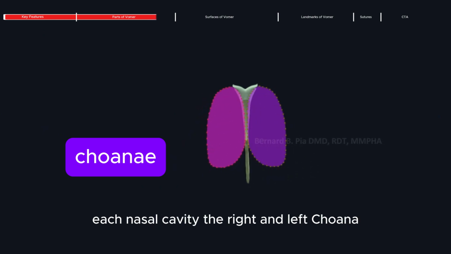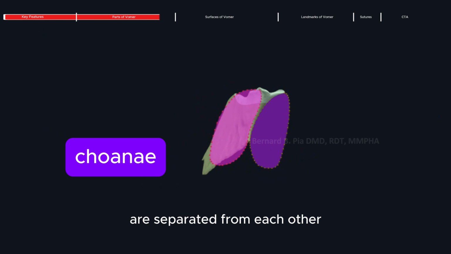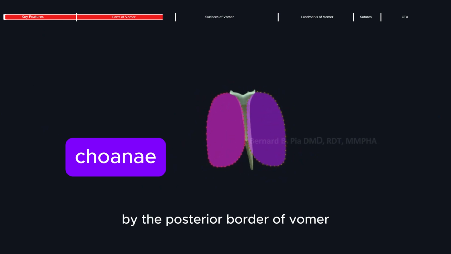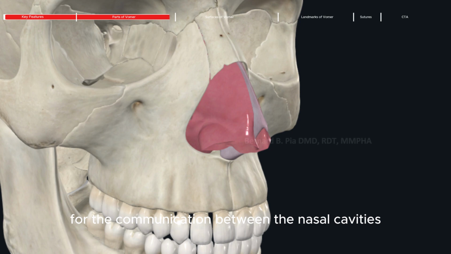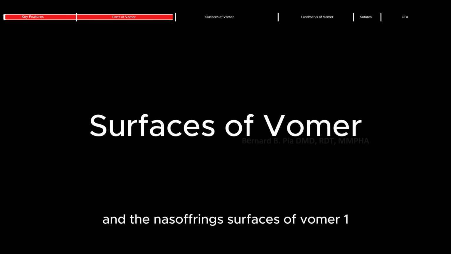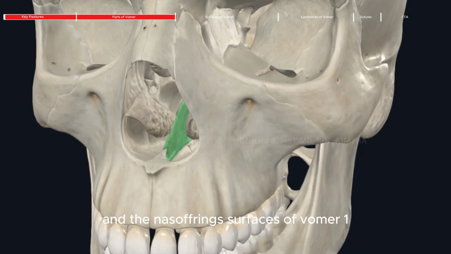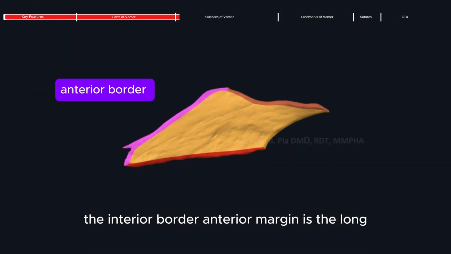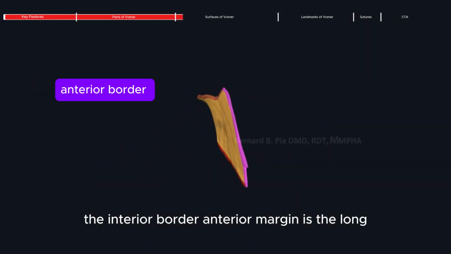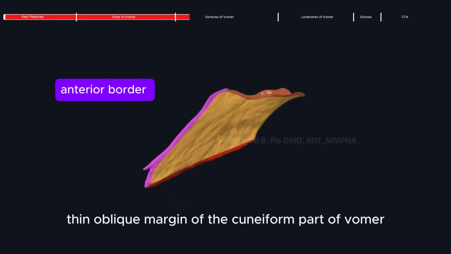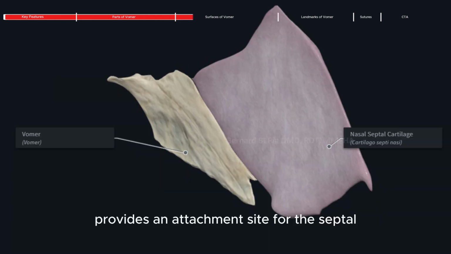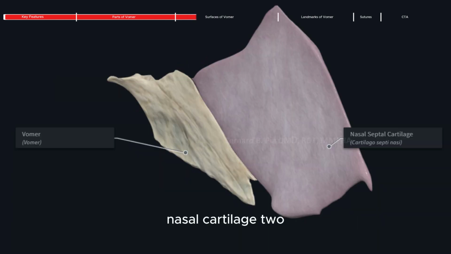The right and left choanae are separated from each other by the posterior border of vomer. They allow for the communication between the nasal cavities and the nasopharynx. Surfaces of vomer. 1. The anterior border, or anterior margin, is the long, thin, oblique margin of the cuneiform part of vomer. Provides an attachment site for the septal nasal cartilage.